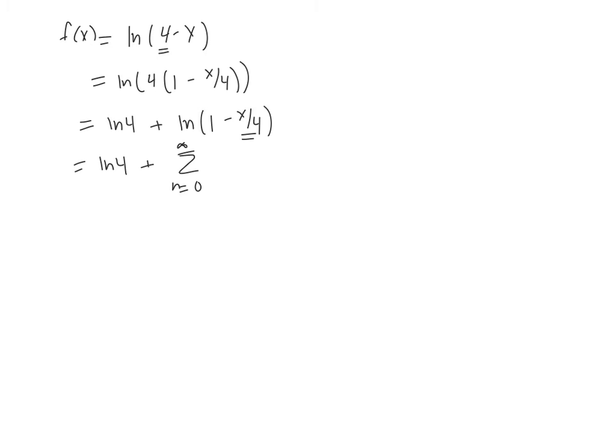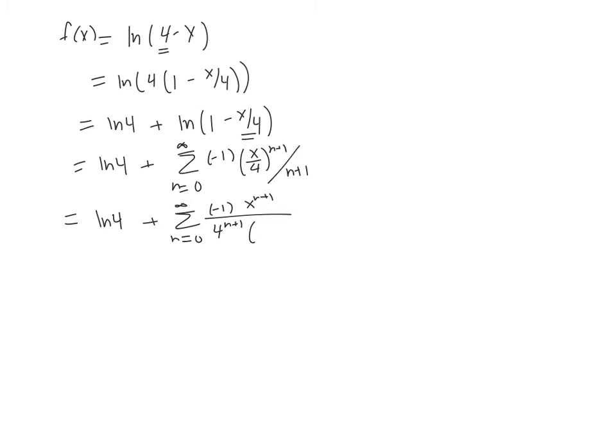Now plugging in x over 4 into our formula for ln, we will have negative 1 times (x over 4) to the n plus first power all over n plus 1. That's the same thing as ln 4 plus the sum from n equals 0 to infinity of negative 1 to the n, x to the n plus 1 over 4 to the n plus 1, and that other n plus 1 is also in the denominator. And notice that this is the same thing we got in the previous slide.